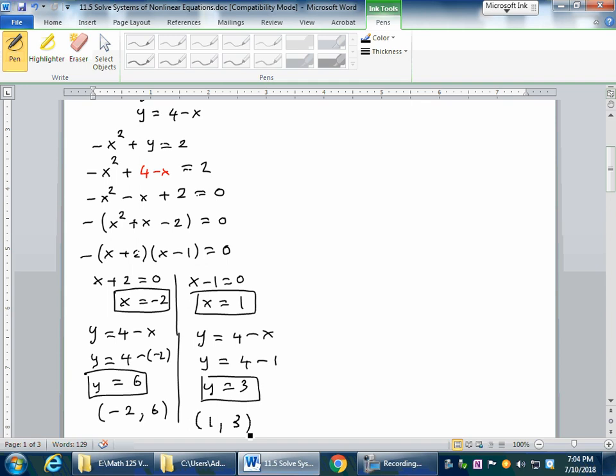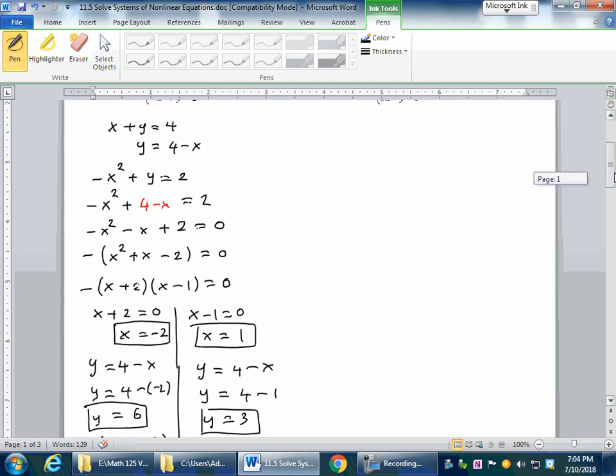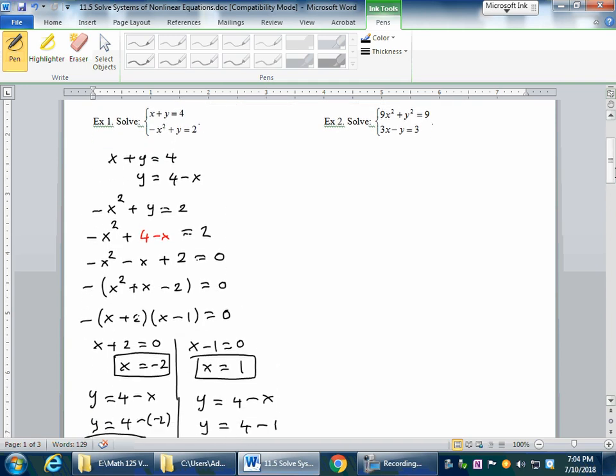So it falls into one of the graphical interpretations that I gave you earlier. Let's take a look at the second example. Similarly, in this case, I'm going to solve for one of the variables.